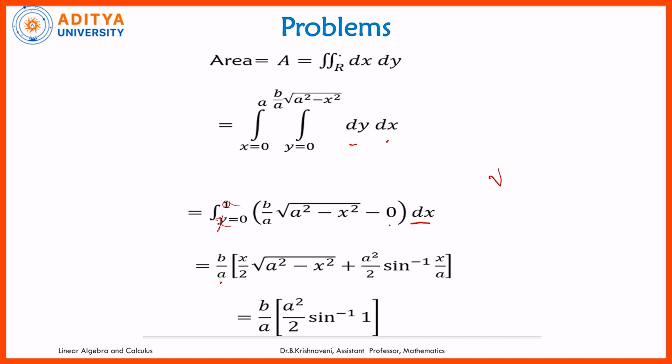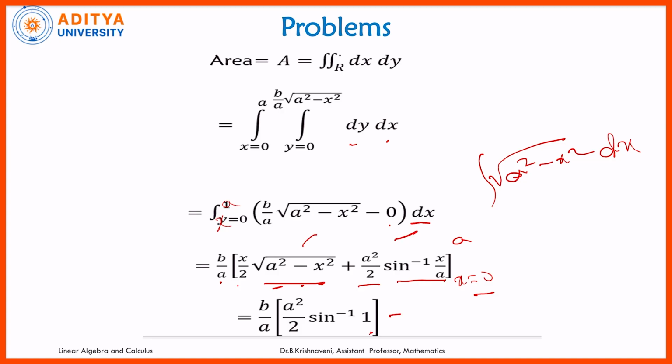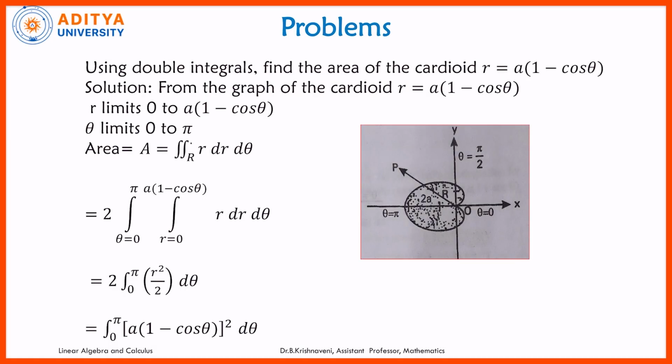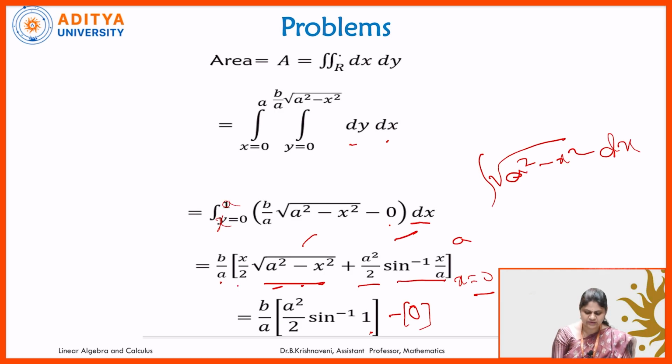It is in the form of root of a square minus x square, and we know the integration for this: x by 2 root of a square minus x square plus a square by 2 sin inverse x by a. Now the x limits are from 0 to a. On substituting x is equal to a, the first term becomes 0 and the second term is a square by 2 sin inverse 1, and if you substitute the lower limit x is 0, both terms are 0. So finally you get b by a into a square by 2 into sin inverse 1. So this gives the area for the given curve, that is the quadrant of the ellipse.